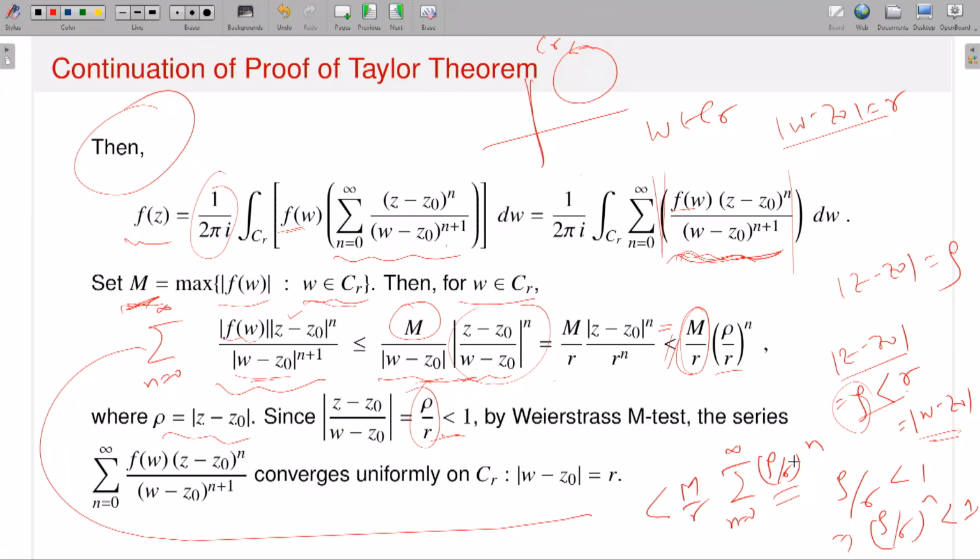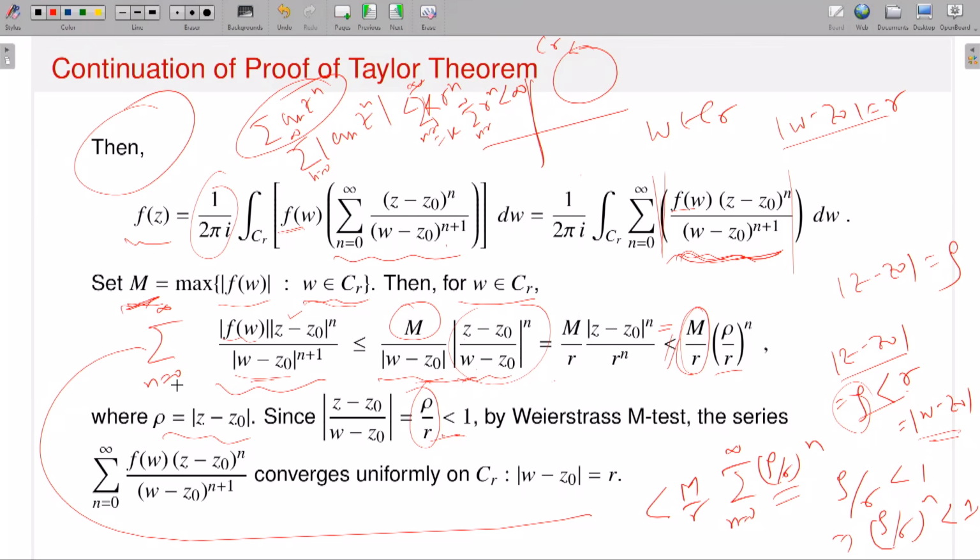What is the M test? If I have a series, sum over say a_n z to the n, where a_n z to the power n is dominated by some constant times R to the power n, and the sum from n equals 0 to infinity of R to the power n is finite, then this series converges absolutely or uniformly in the smaller compact set.